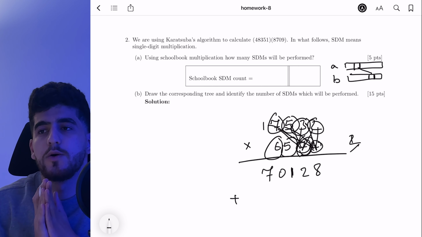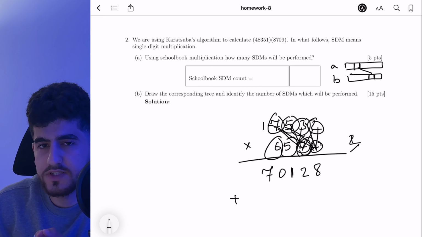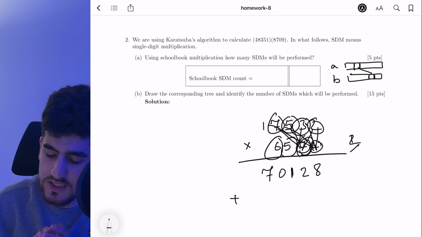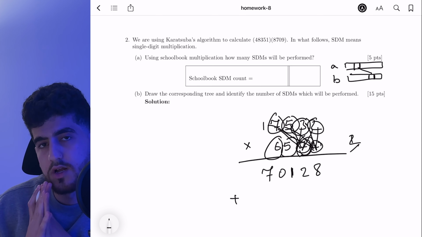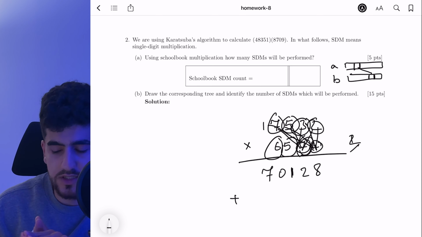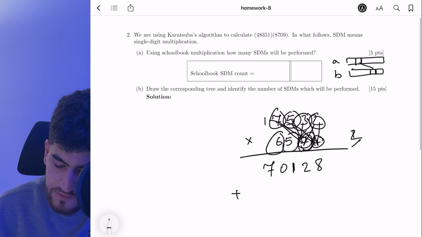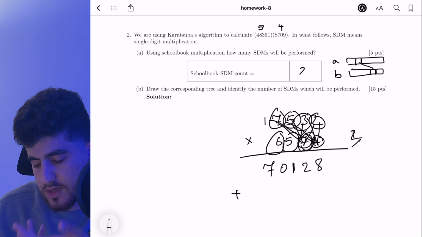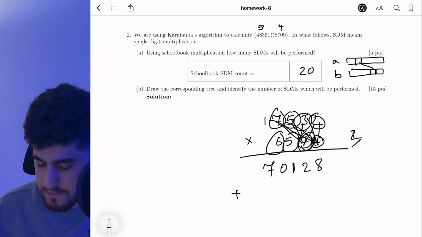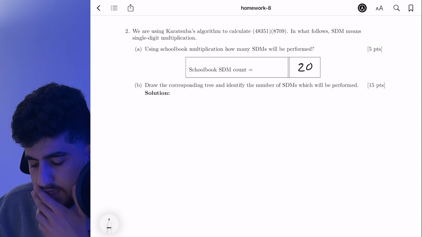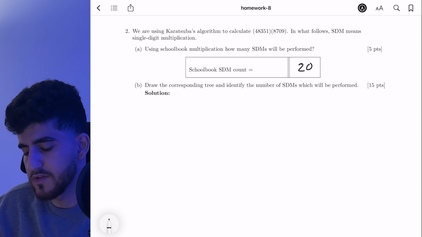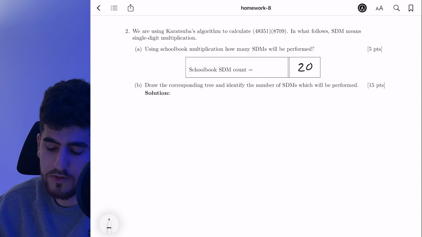So we can say that the number of single digit multiplications is equal to the number of digits in the first number multiplied by the number of digits in the second number. So in here we have 5 digits for this number and 4 digits for this number. So it is 20. Okay, the next problem: draw the corresponding tree and identify the number of STMs which will be performed.